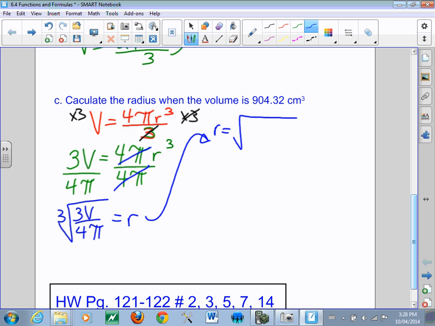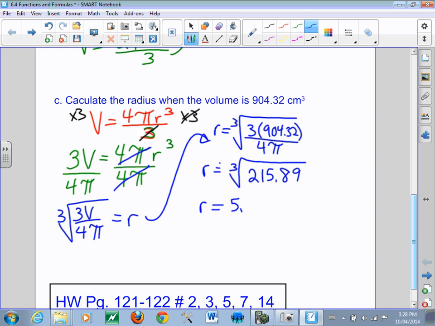So it's going to be the cubic root of, now I'm going to do my substitution, 3 times 904.32, all divided by 4 pi. Okay? So plugging in your calculator, again, we're going to do the third root of this. Get your numerator. So multiply that, divide by 4 pi in your calculator, and you should get 215.89, and that's rounded. All right, and then remember, take the third root of that, so that's going to equal 5.9989. Okay, and that's rounded, so it's approximately or very close to 6.